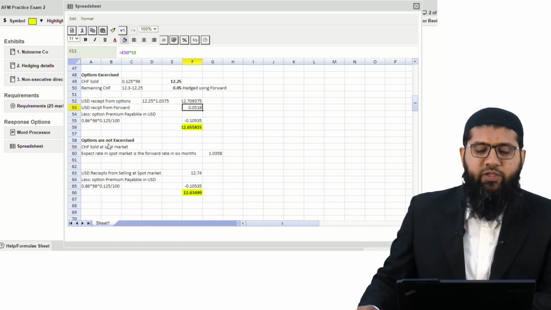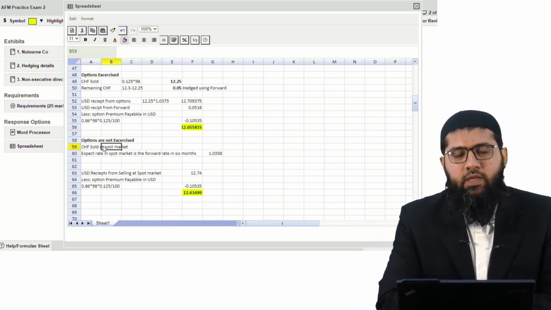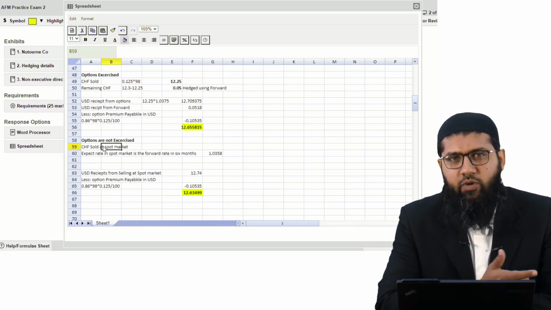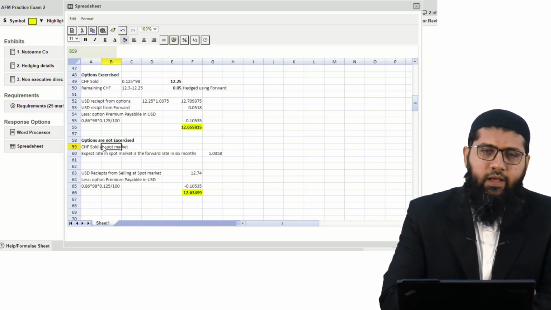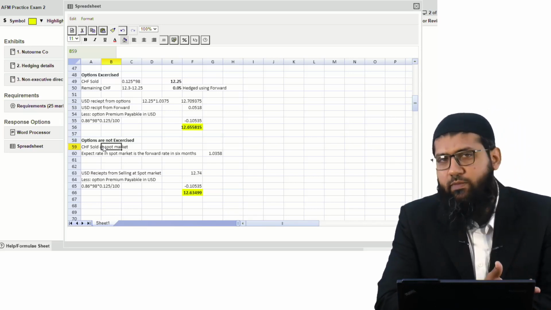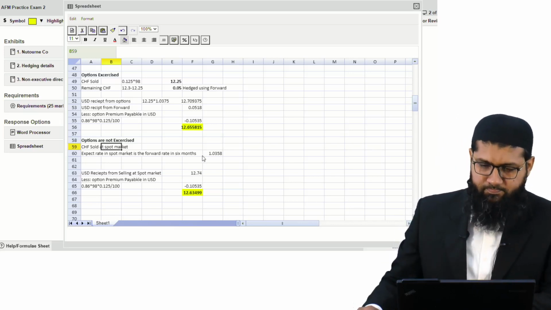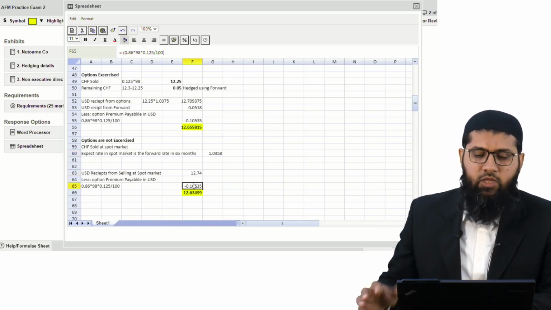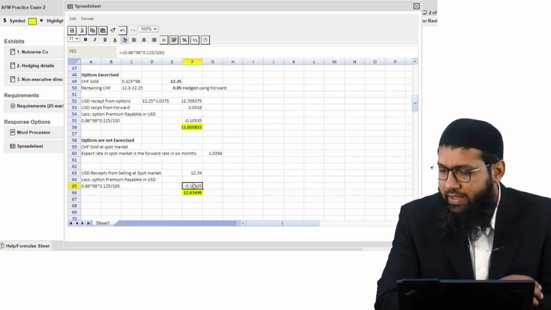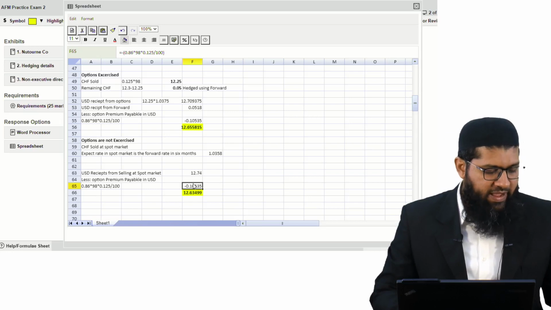Okay, in case the options are not exercised, what are you going to do? You will sell the Swiss francs in the market. And if you sell the Swiss francs in the market, what is it that you are going to get? You will be getting the spot rate. And I'm assuming the spot rate is going to be the forward rate, which is going to be this rate. And hence this receipt, but the option premium would be paid because that's paid upfront, irrespective of whether options are exercised or not. I repeat, irrespective of whether options are exercised or not.